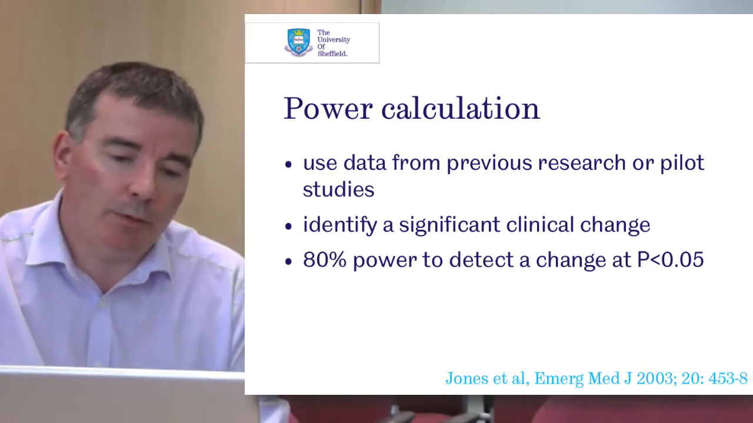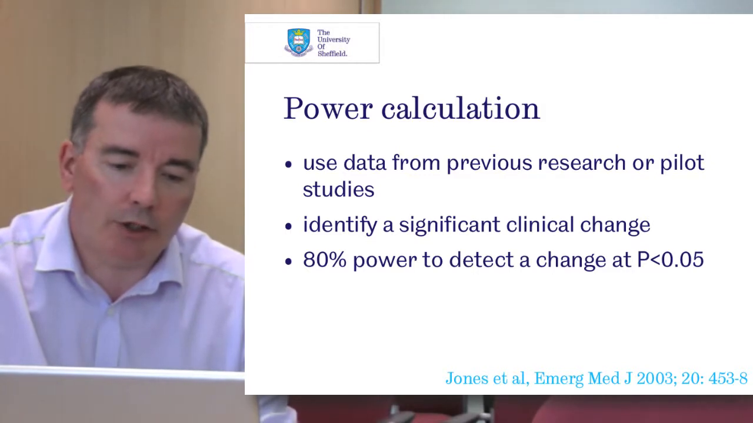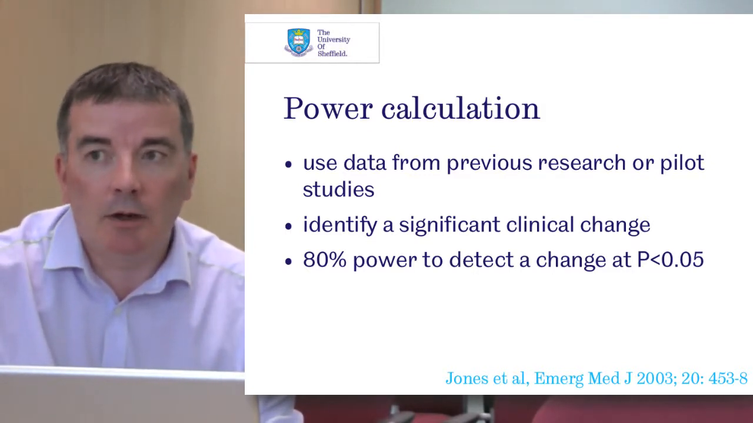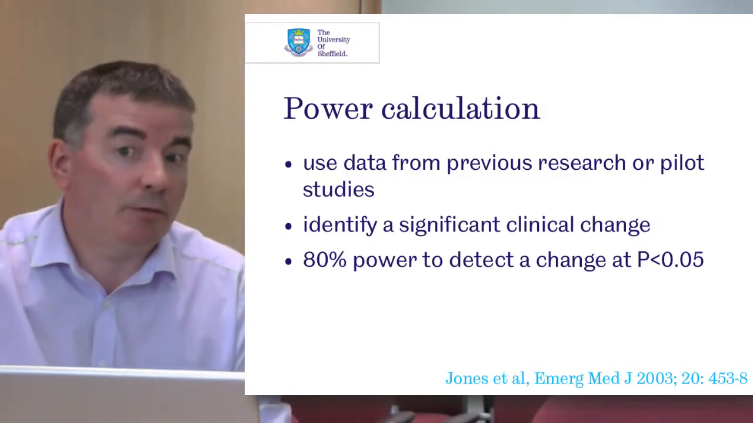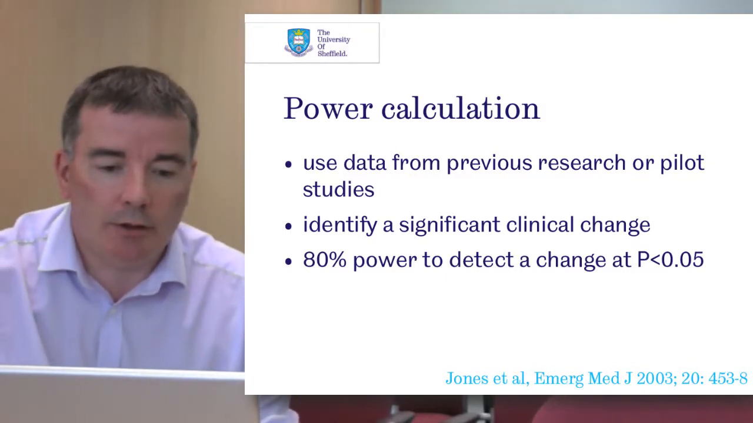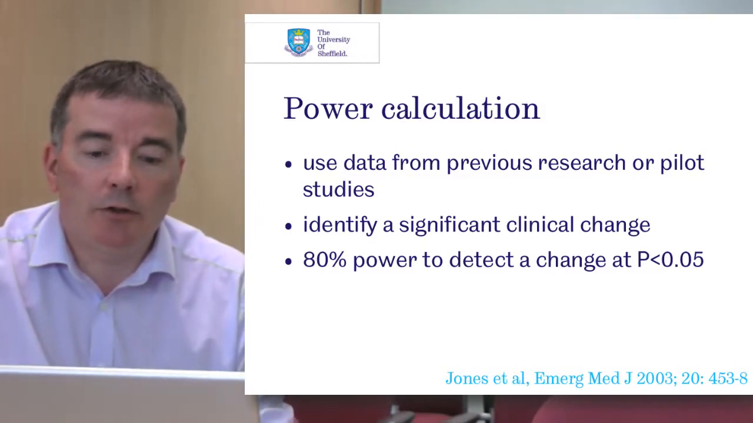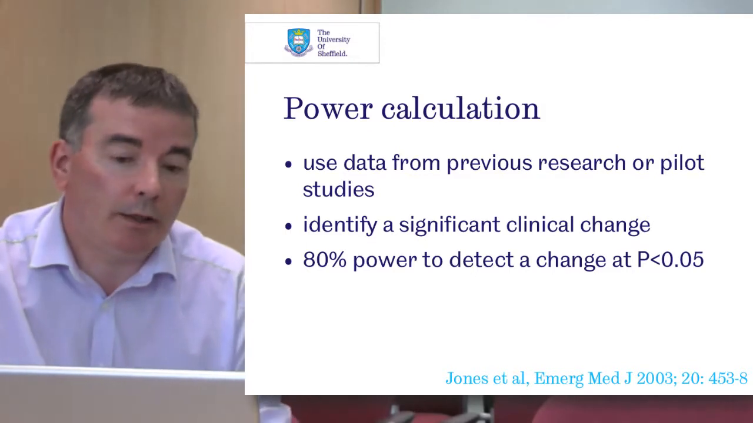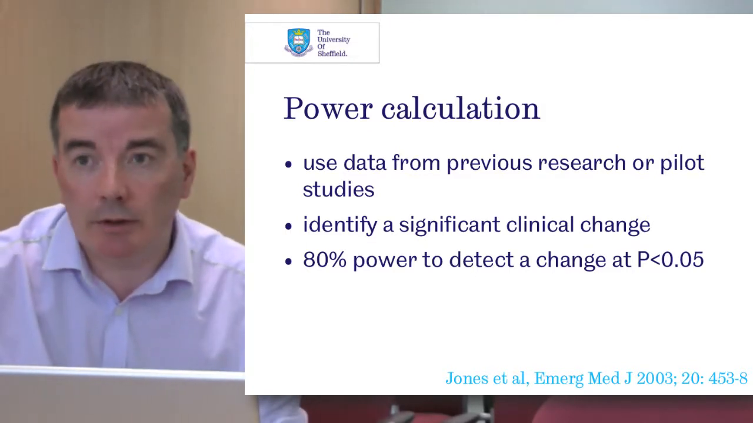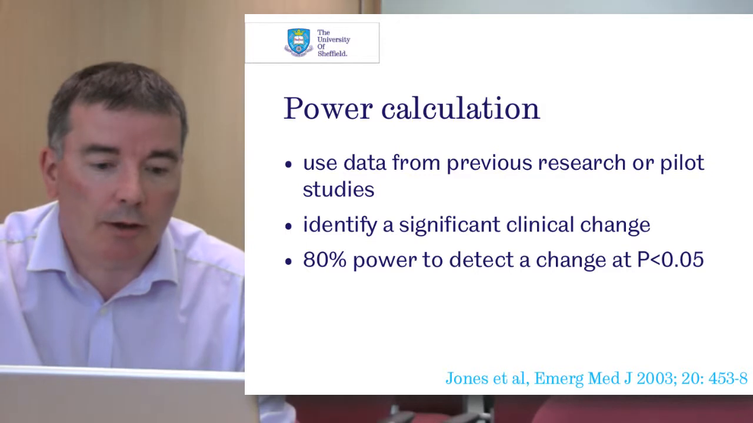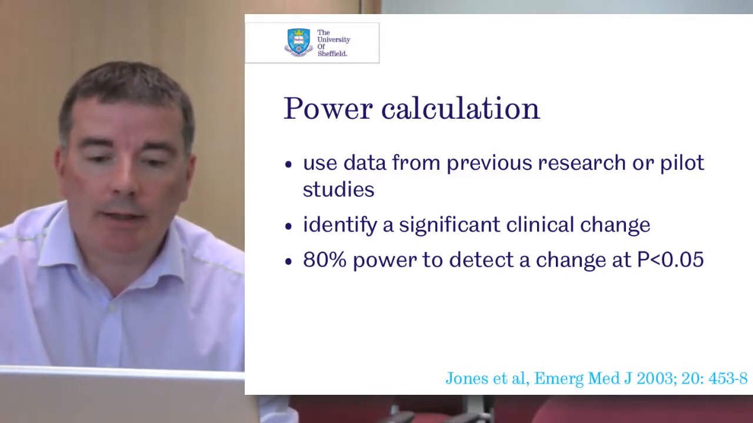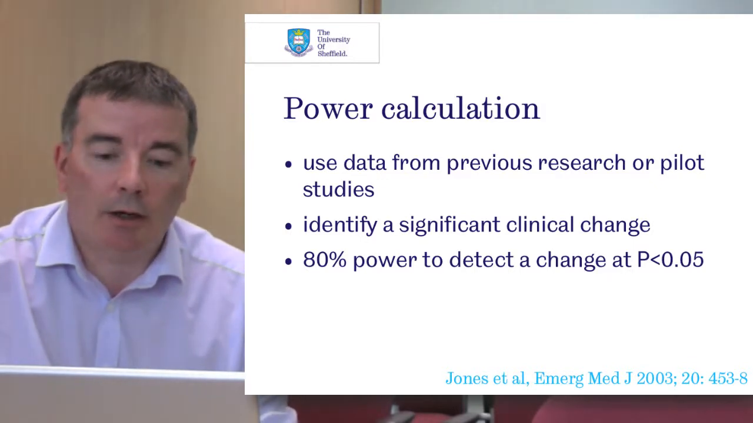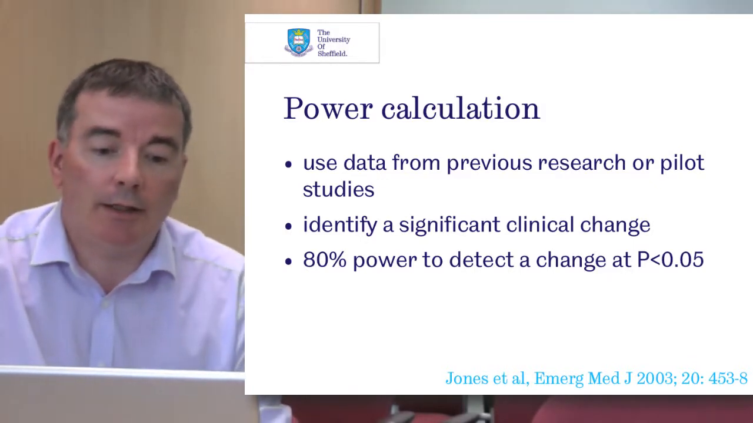The next, and one of the most tricky things in a power calculation, is actually to decide what's a significant clinical change. So if it was perhaps a new fluoride agent, you need to decide whether actually reducing caries by 1% would be clinically significant, or whether you would want a 10% reduction or a 50% reduction. And that is actually an educated guess that the research team have to come to, drawn on the available data and their knowledge.